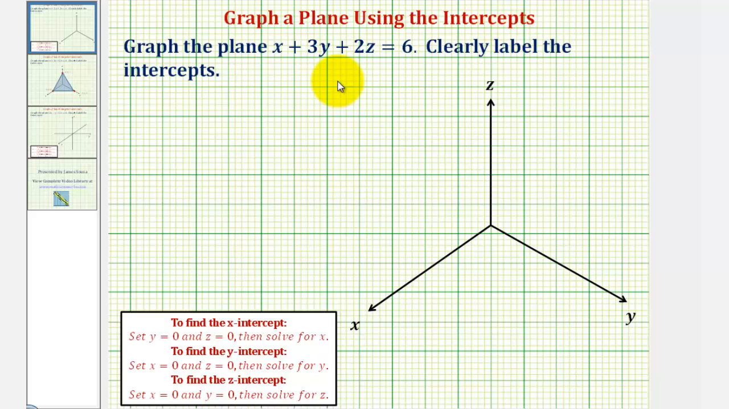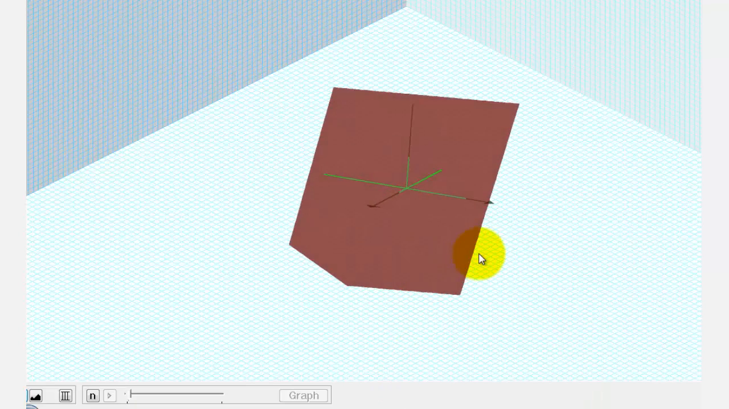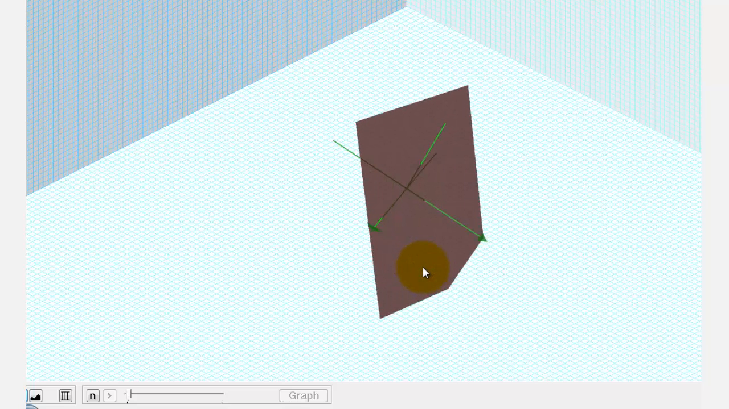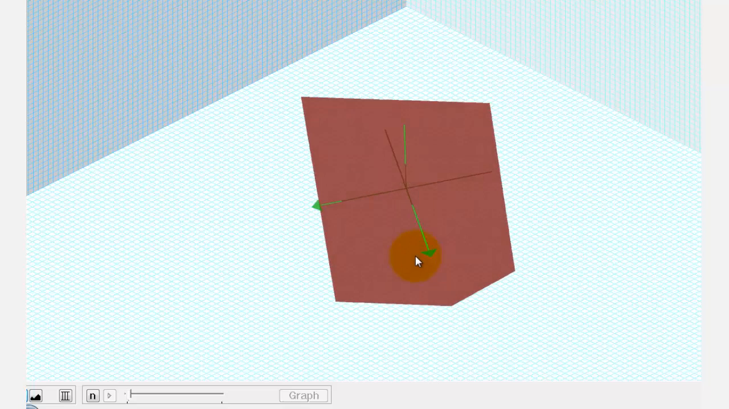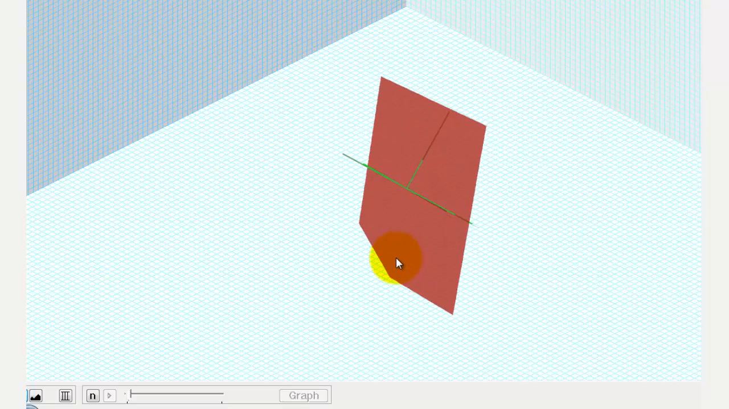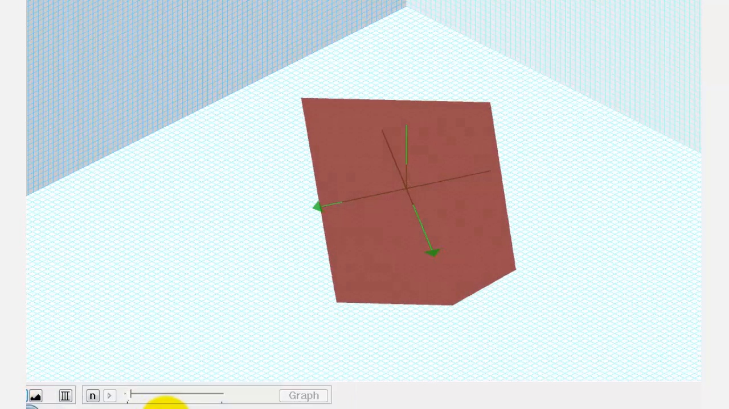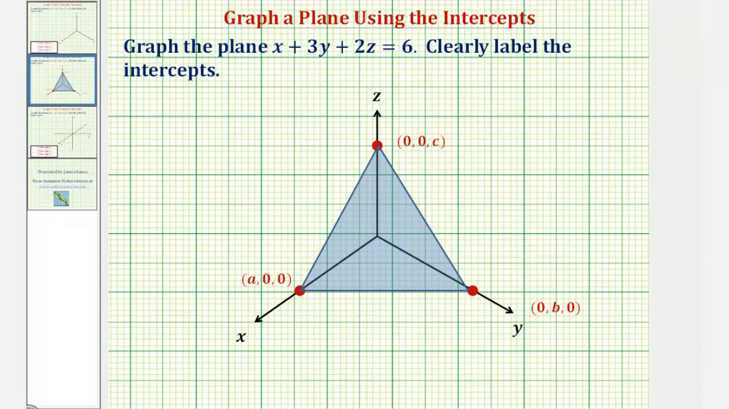Let's begin by looking at the graph of the plane using software. So here's the graph of the given plane. Notice how the plane has an x, y, and z-intercept, which we'll use to graph the plane on our paper. Let's review how we'll find the coordinates of the three intercepts. So again, to graph a plane using the intercepts, we find the x, y, and z intercepts, and then we form a triangle, which we see here to represent the plane. Again, this shows where the plane intersects the x, y, and z axes.